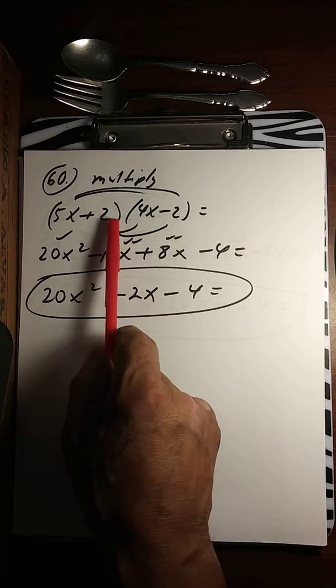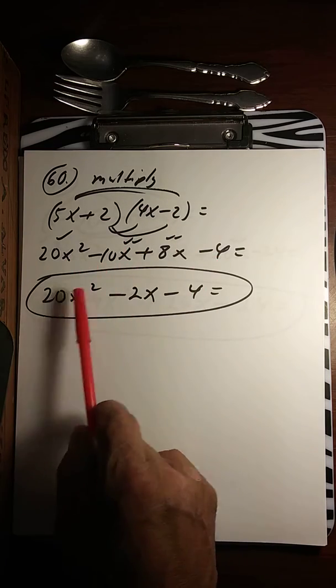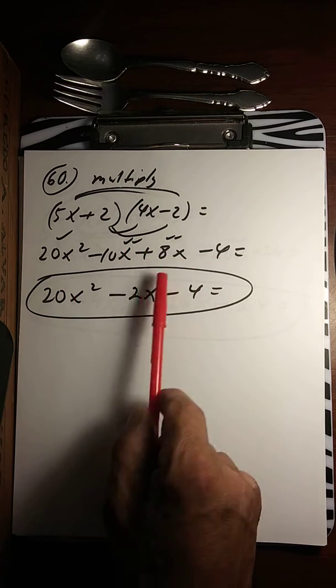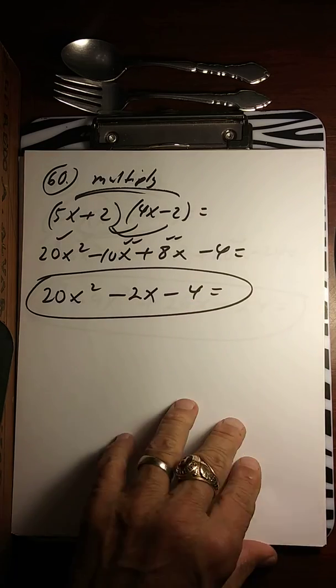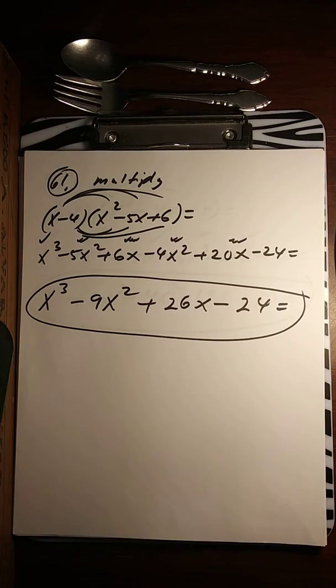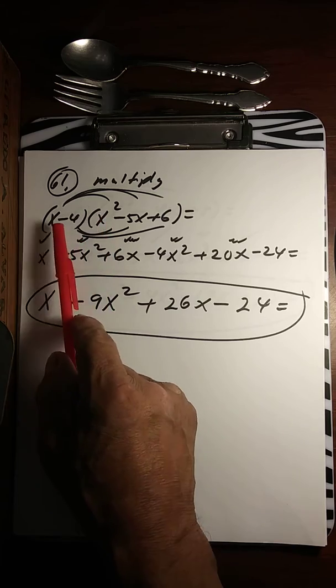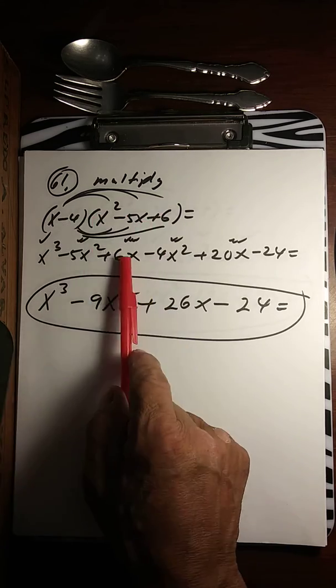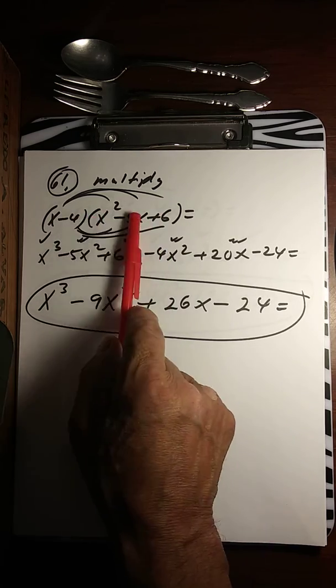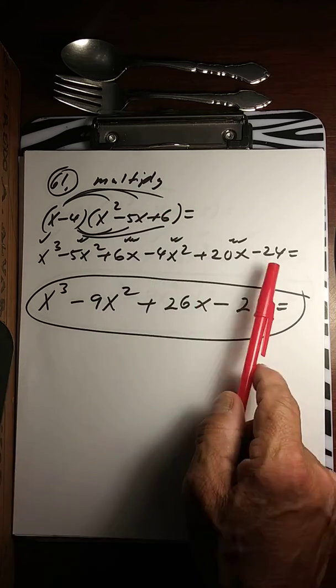That times that is 8. That times that is minus 4. 20x squared. This right here is going to give you negative 2x and minus 4. X times that is x cubed. X times that is 5x squared. That times that is 6x. That times that is 4x squared. That times that is 20x. And that times that is 24.